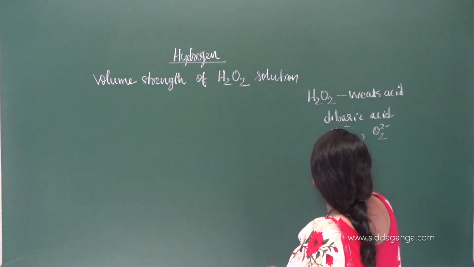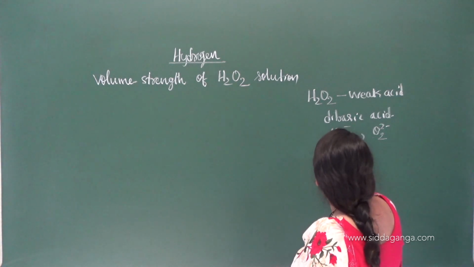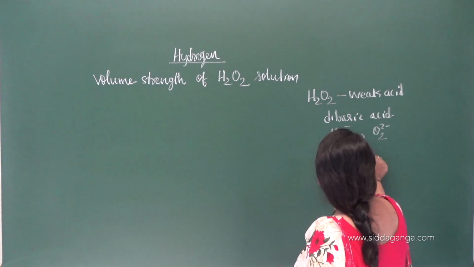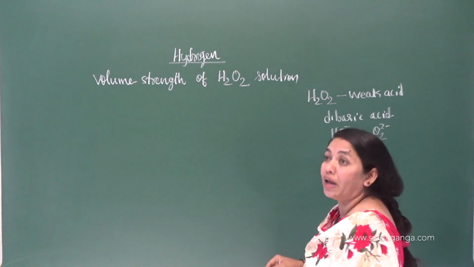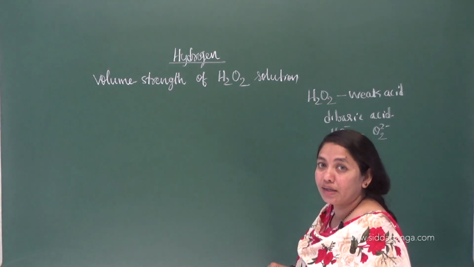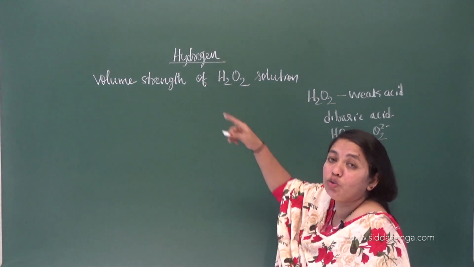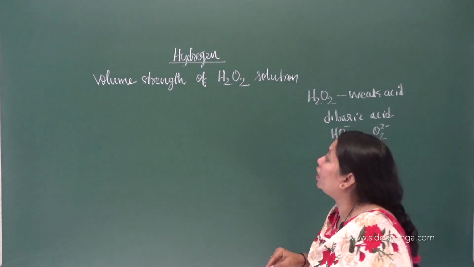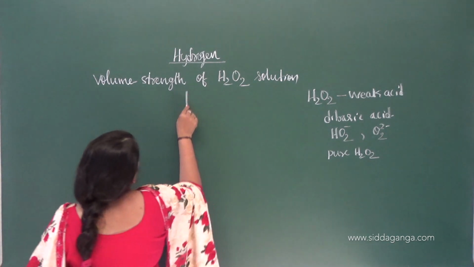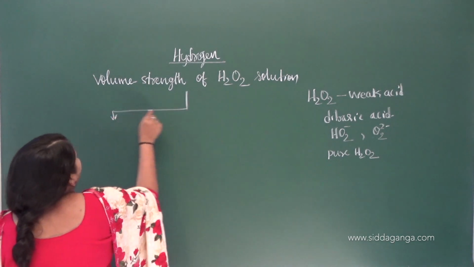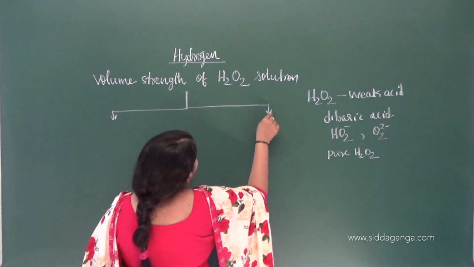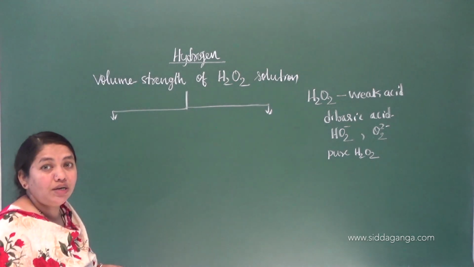But we are not going to get pure hydrogen peroxide, where we could go for the calculation of normality, molarity like that. It is nothing but hydrogen peroxide solution, so we should express that in terms of volume strength. This volume strength can be expressed in 2 ways.